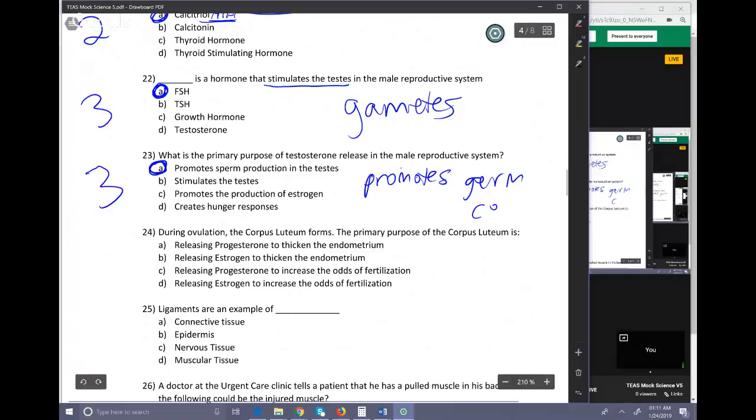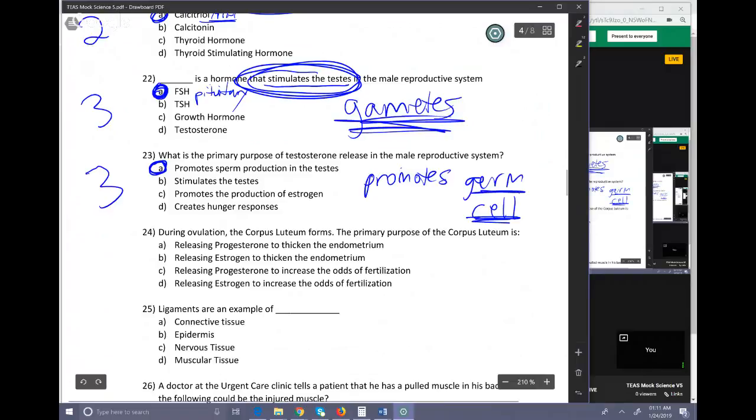That's a very careful distinction. So when a gamete has been stimulated, that gamete promotes the germ cell being produced. So these two questions go back to back because to stimulate a gamete, that's what FSH does. This is coming from the pituitary, and it stimulates the actual gamete. When the gamete is stimulated, then the germ cell is promoted by said gamete. So 23 would be promoting sperm production. That's the germ cell specifically.